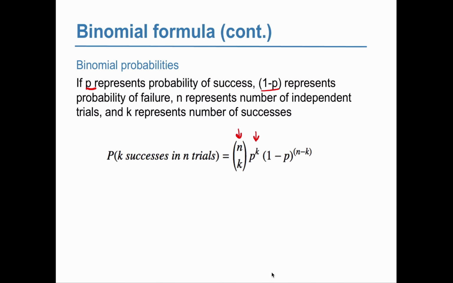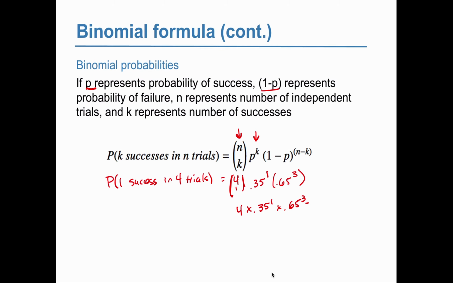So the probability of one success in 4 trials, right, is 4 choose 1. Probability of success being don't shock, 0.35 to the 1, 0.65 to the third. And we already said 4 choose 1 is 4, so 0.35 to the 1 times 0.65 to the third, and that gets us the probability that we already calculated, which I think was 0.3844.